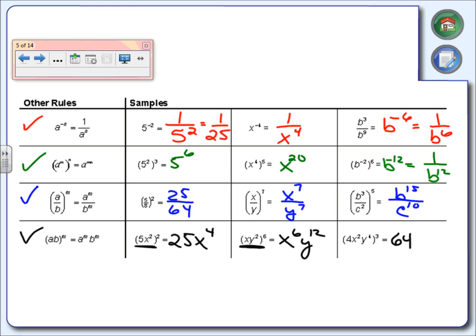X squared to the 3rd power would be x to the 6, with multiplying the exponents. And y to the 4th to the 3rd power would be y to the 12. Again, multiply those exponents. All right, so we end up with 64x to the 6, y to the 12. So a lot of different rules there. But again, I'm just reminding you of those rules because you have covered them back in Algebra 1.